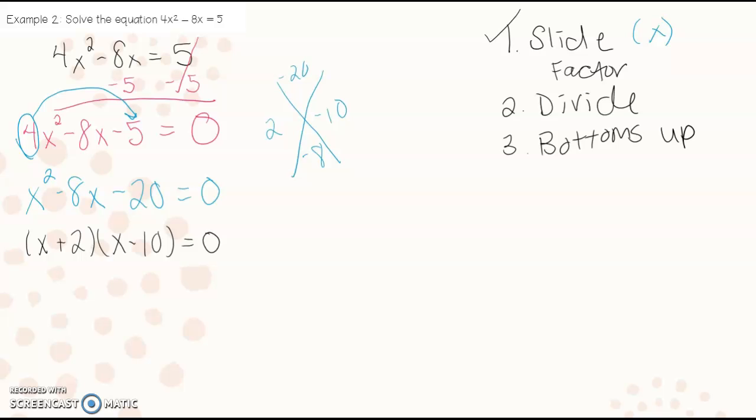Now that I'm done with this step, I need to divide. And again, we look up here and saw that I slid over a 4, so I need to divide by 4. 2 divided by 4 is a decimal, 10 divided by 4 is a decimal. I can simplify both of these fractions. 2/4, well, I can divide both of those by 2, and I get 1/2. 10/4, I can divide both of those by 2 and get 5/2. So now my fractions are in simplest form.